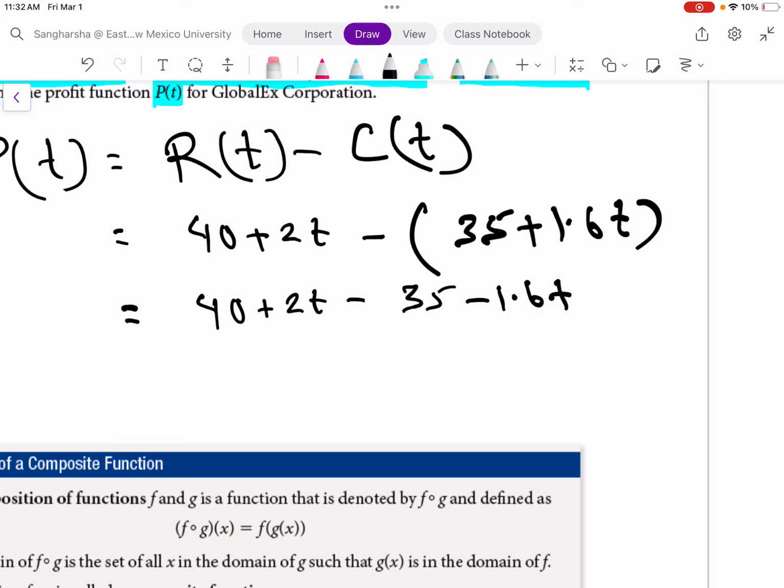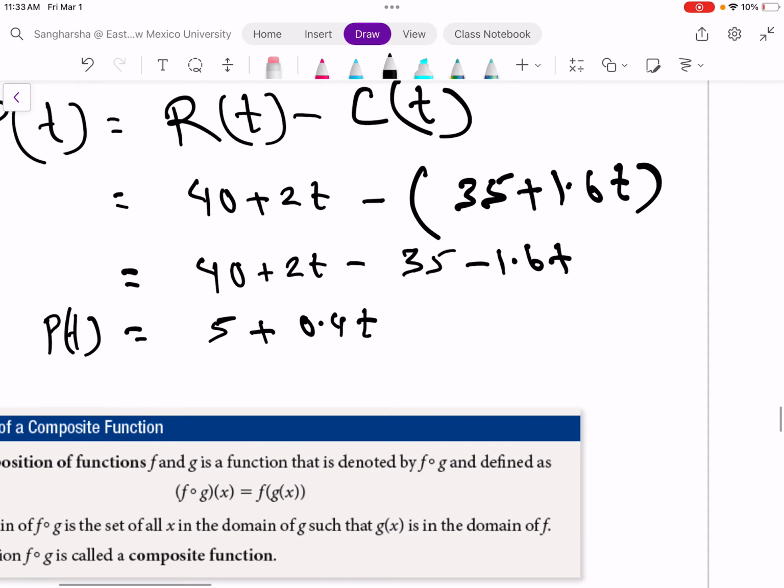Now let's simplify this. We have 40 plus 2t minus 35 minus positive 1.6t, that is minus 1.6t. So 40 minus 35, these are the like terms, so we have 5. 2t minus 1.6t is positive 0.4t. So this is our profit function. That's what we want here. This expression gives us the profit.